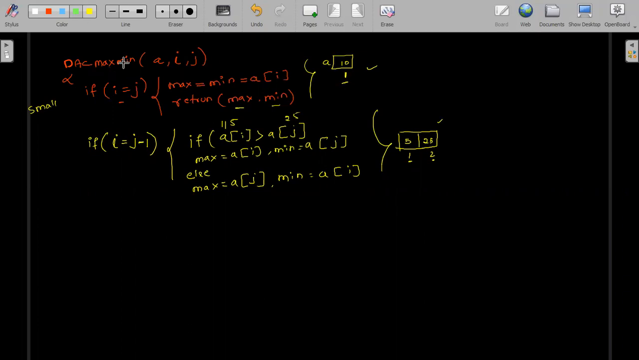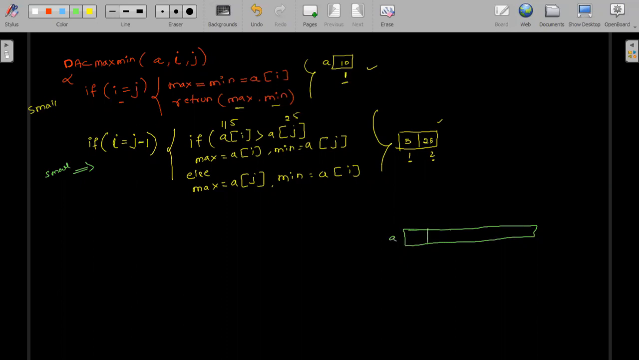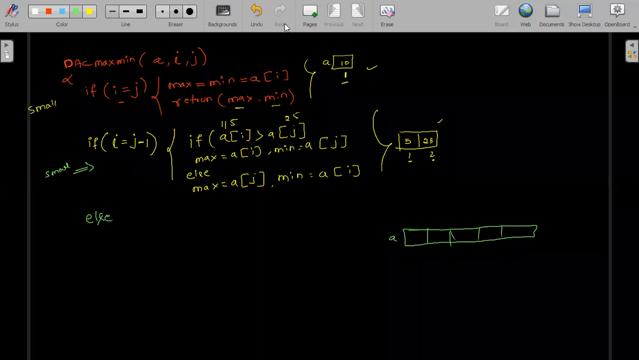No problem here. Suppose these two conditions are okay. This is also a small problem. This is also a small problem. Okay, that is fine. Suppose if it is a big problem like this, think like that, a with 1, 2, 3, 4, 5 like that. So many indexes are there. So this time what to do? That's why we're going to use the else part.